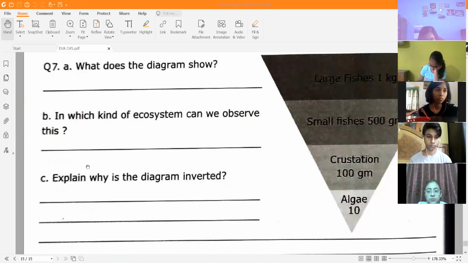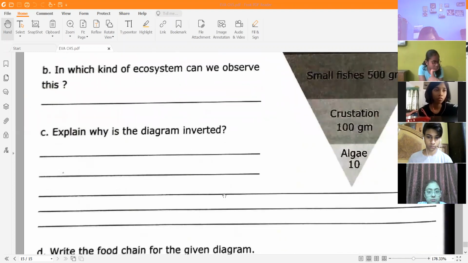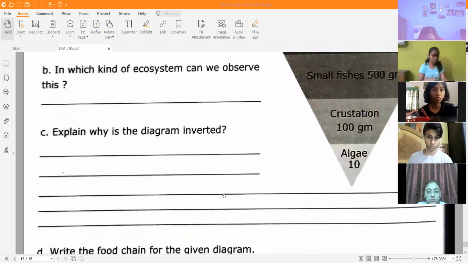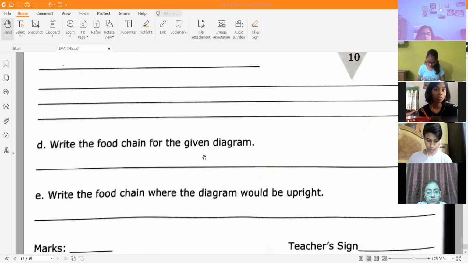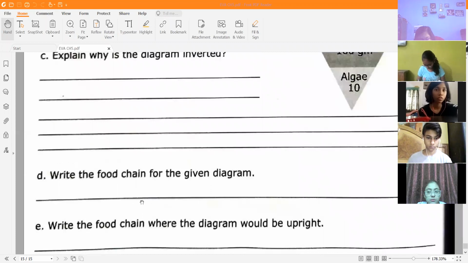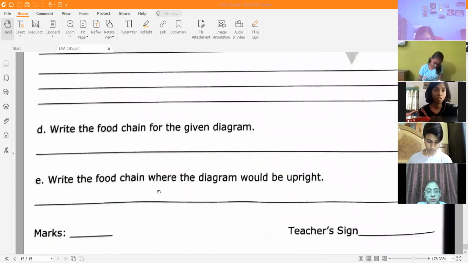Take this as an example. I will not accept this food chain if you tell me as the answer. Explain why the diagram is inverted. You will explain that on your own. Go to the pyramid of biomass, look for the reason and explain. Write the food chain for the given diagram. Instead of the pyramid, you have to form the food chain and write it. So it will be algae, arrow, crustacean, arrow, small fish, arrow, large fish. This will be the food chain.